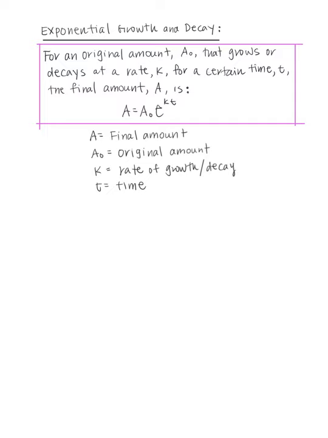All right, so here's the summary. A denotes the final amount, a sub 0 is the original amount, k is the rate of growth or decay, and t is time. Now k, when it's growing, your value of k has to be positive. So if it's growing, then k is positive. And if it's decaying, then our k should be negative. All right, so let's do an example involving exponential growth and decay.